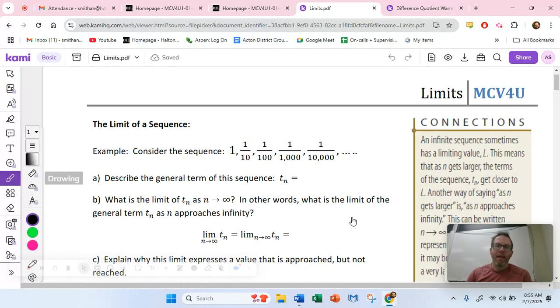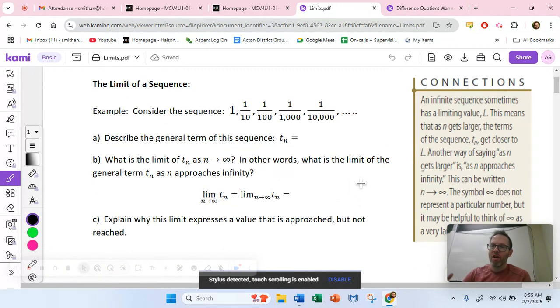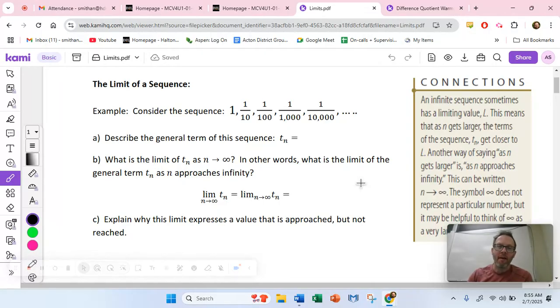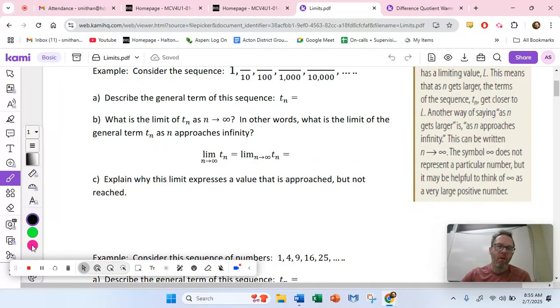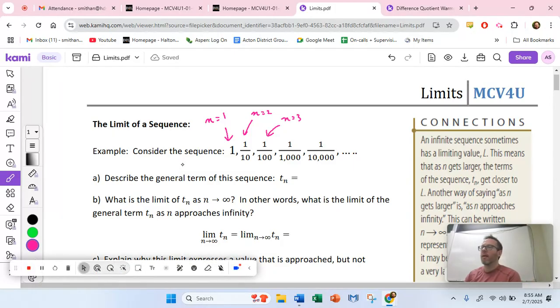I'm just going to give you guys a second to have a think. Can you describe a general rule, or the general term of this sequence, a formula if you will, for getting each of these terms in the sequence? For example, you want a formula that when you plug in n equals 1, it gives you 1. When n equals 2, it gives you 1 over 10. When you plug in n equals 3, it gives you 1 over 100, and so on and so forth.